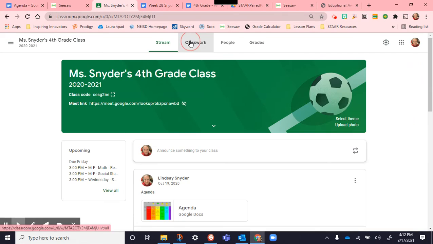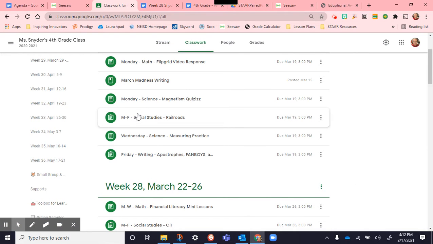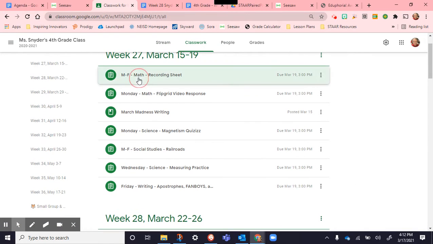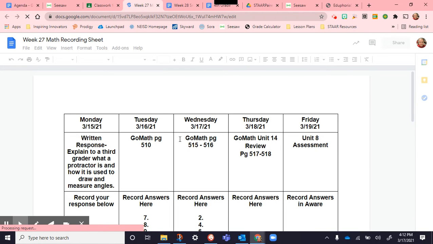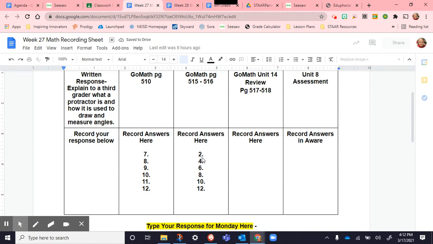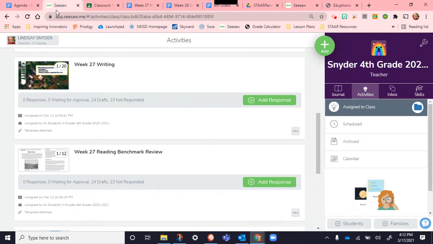All right, so your independent work is in Google Classroom under classwork. Go to Monday through Friday math recording sheet. We did the even numbers 2, 4, 6, 8, 10, and 12, and that's on pages 515 and 516. So even numbers, that's everything in the right-hand column on page 515, and everything in the right-hand column on page 516.